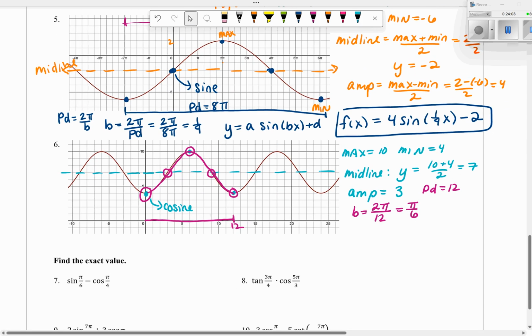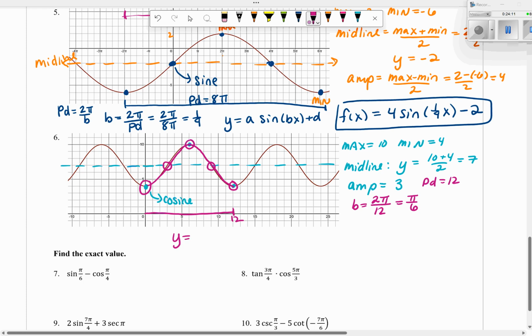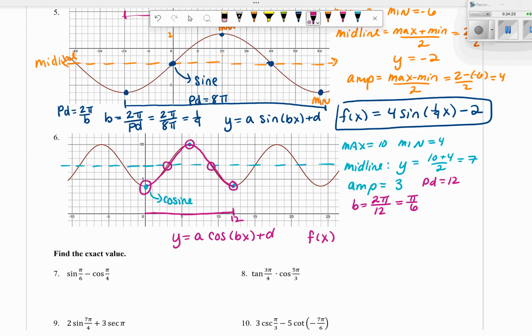So now I have all the information I need to write the equation, because we have y equals a times the cosine of bx plus d. So we have our a, b, and our d. You have to remember that because it's starting down, we do need a reflection. So if I write this using function notation, f of x is equal to, our a value is the amplitude, so we're going to say -3 because it starts down. So it's reflected. And then we have the cosine of our b, which is pi over 6 times x plus our d value. And our d value is equal to our midline, and our midline is at 7. So that would give me my equation.